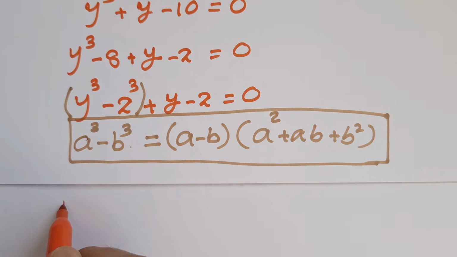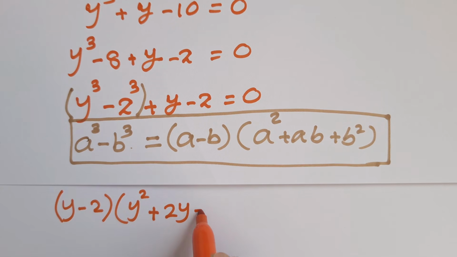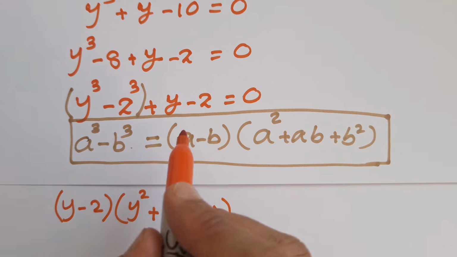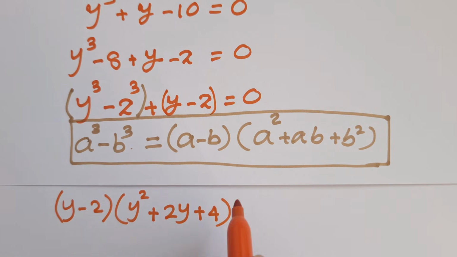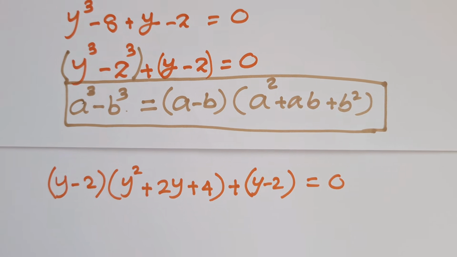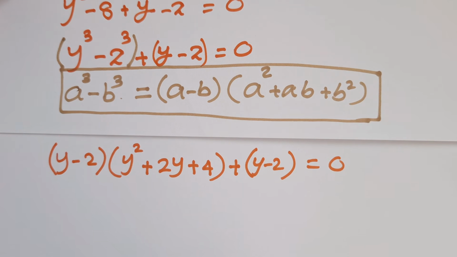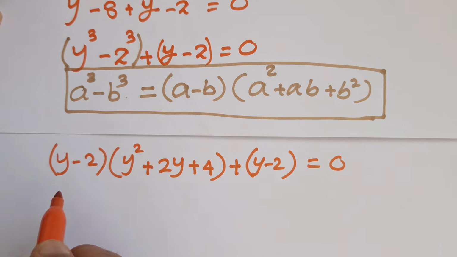according to this one, y minus 2 times y square plus 2 times y plus 2 to the power of 2, which is equal to 4. Then in the rest of the equation I will have y minus 2 as well is equal to 0. Now in the left hand side we can clearly see that the term y minus 2 is a common factor for the equation. So I can take the common factor out of the equation in left hand side.